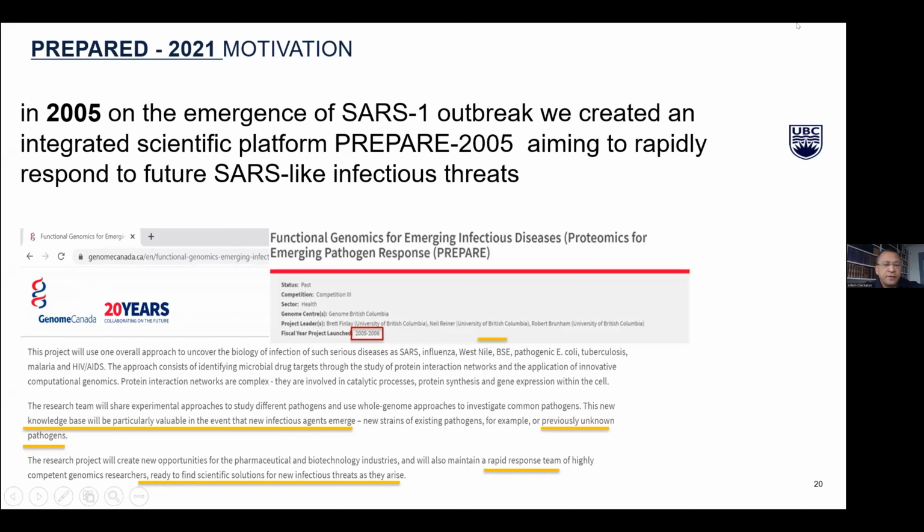Back in 2005, actually, we put together a grant 20 years ago, when we said that, in fact, SARS-like infections can occur. This is an actual snapshot from the grant we were awarded by Genome Canada, where we said that we need to build a knowledge base and computational facilities in case new infections emerge, including previously unknown ones. We even mentioned HIV and SARS there, among others, and West Nile and E. coli. And we said that we have to be ready for future outbreaks.